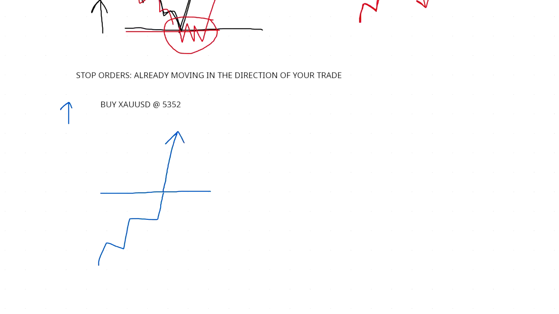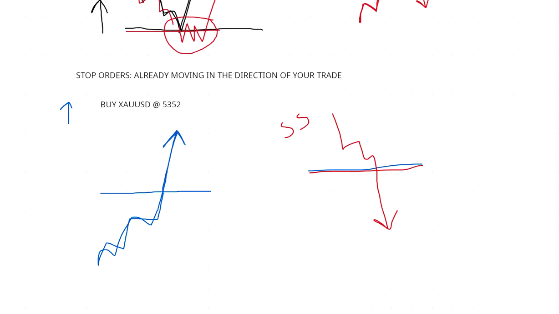So think of stop orders as a bus stop. The market's already moving in your direction. You just want to catch that bus as it passes you by and just keeps on going. Same for a sell stop. If this was a sell stop, SS, market's already going to be moving down. I just want it to tap my entry and just keep on moving down. Easy peasy. Just bus stop. I just want to keep going, whether it's a buy or a sell.